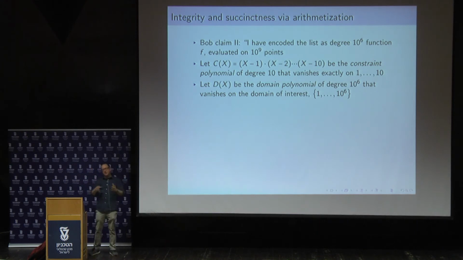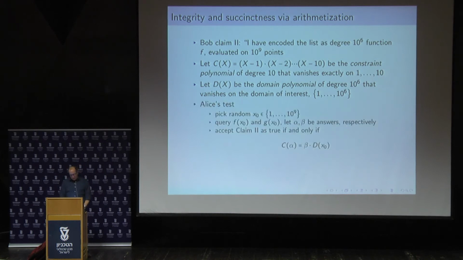And you can open everything up, and you'll get some polynomial written as a formal sum. C is of degree 10, and D is of degree 1,000,000. So Alice explains all of this to Bob. She's telling him, listen, these are the two polynomials I'm going to be working with. And here's my test, Bob.